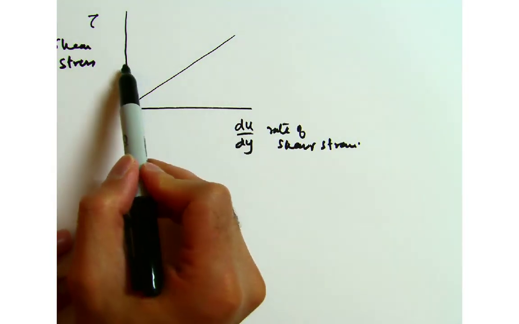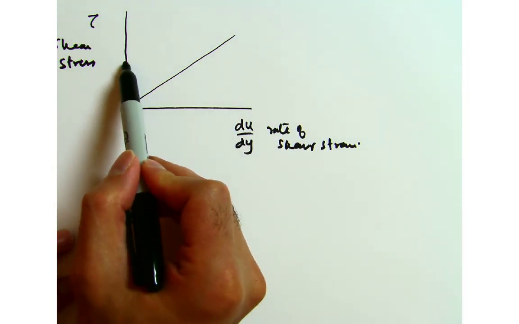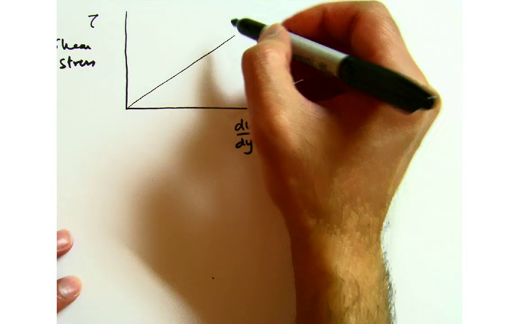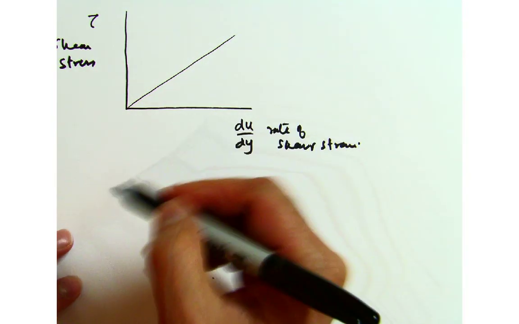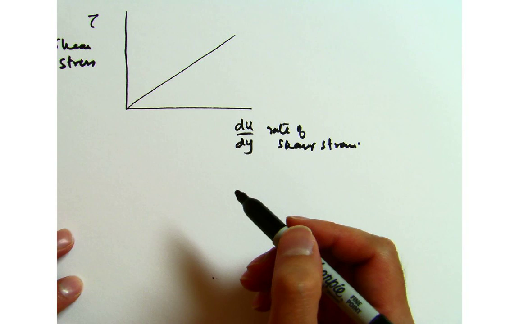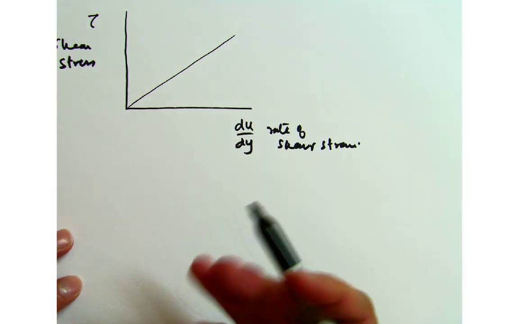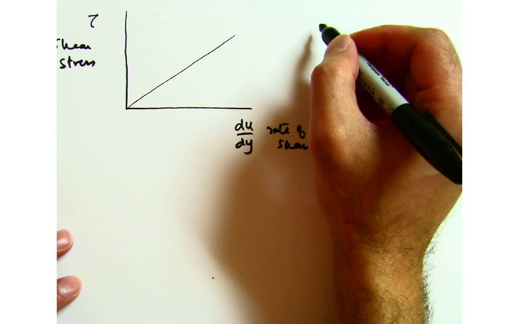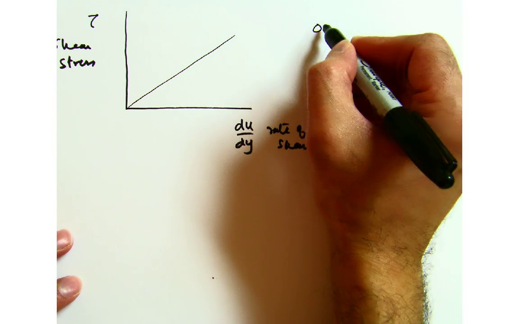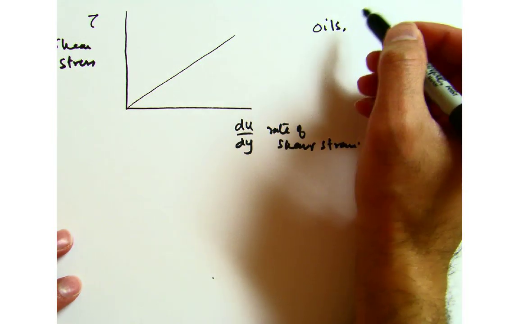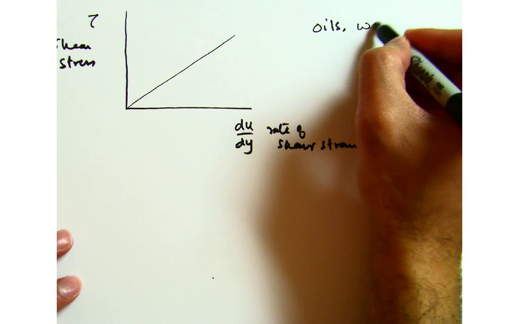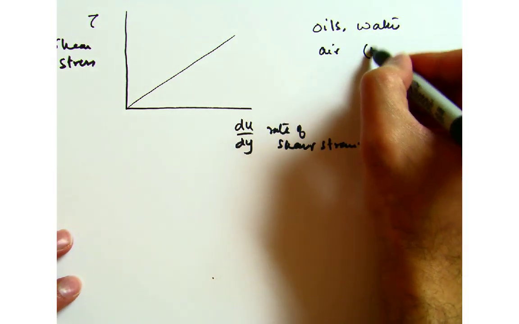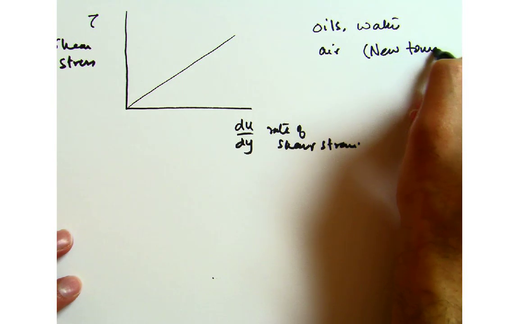So you increase your shear stress, the shear strain will also increase. This sort of fluid is a Newtonian fluid, and there are a lot of Newtonian fluids in the world that we live in. Some examples of Newtonian fluids are oils. Most oils are Newtonian fluids. Water is a Newtonian fluid. Air is also a Newtonian fluid. All of them are examples of Newtonian fluids.